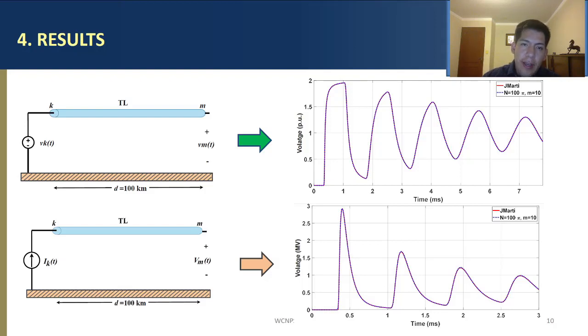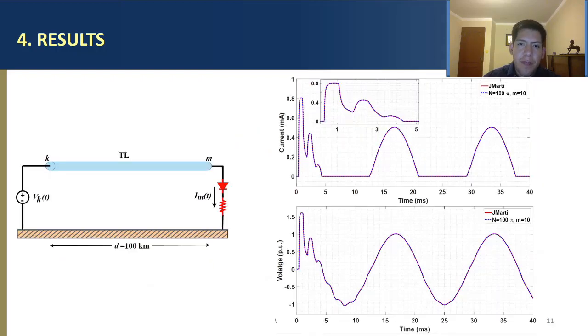We also simulated a high frequency transient, which is when we simulate a 1.250 microsecond current source at one of the terminals of the transmission line and leave the other terminal open circuited. We can see at the bottom of this slide that the curves obtained with both models are practically the same. This indicates that the frequency-dependent lumped parameter model is accurate for the representation of both low-frequency and high-frequency transients.